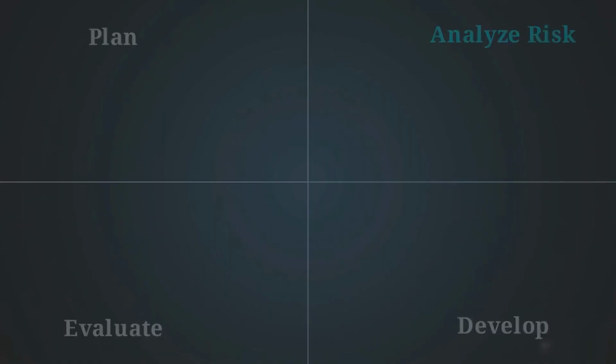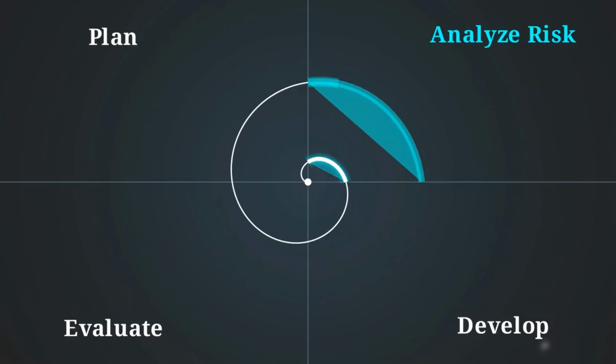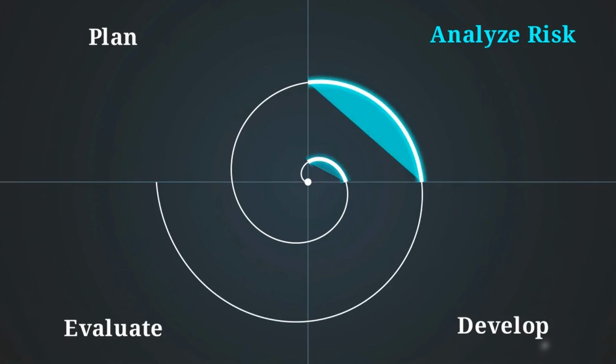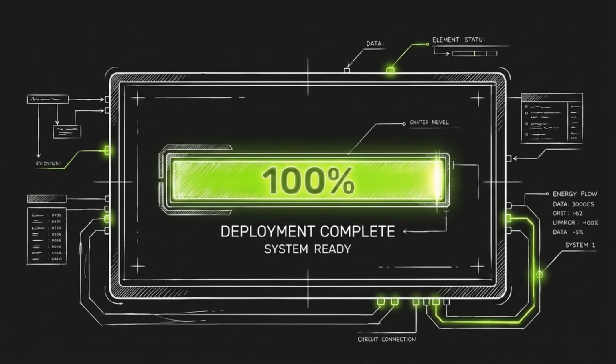This four-quadrant spiral visualizes the spiral model. It is designed exclusively for massive, complex, and high-risk projects. Its defining signature is the second quadrant, a mandatory, rigorous phase dedicated entirely to risk analysis. Because both frameworks loop, it's easy to confuse the spiral model with the evolutionary model. The distinction is in the constraints.